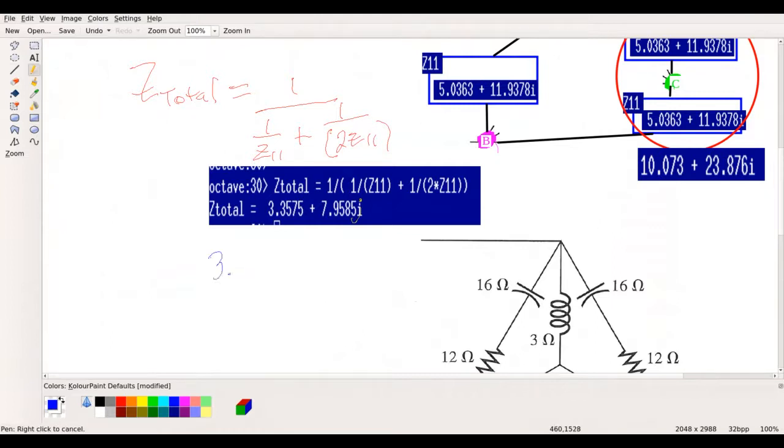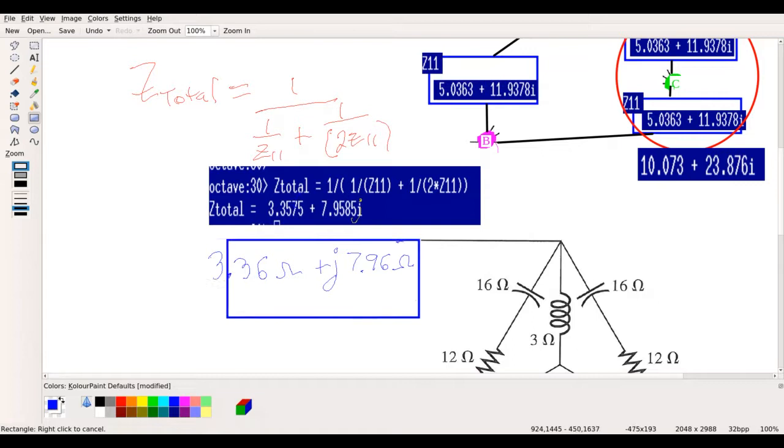Okay, so if we were going to put that in Blackboard or on the exam, it would be 3.3, but then there's a 7 and a 5, so that would round up to 6. So 3.36 ohms plus, and I just like to put the j here because it doesn't get confused with the units, 7.9, and then the 8 is going to round the 5 up to a 6, so 7.96 ohms. So this is my Z total.